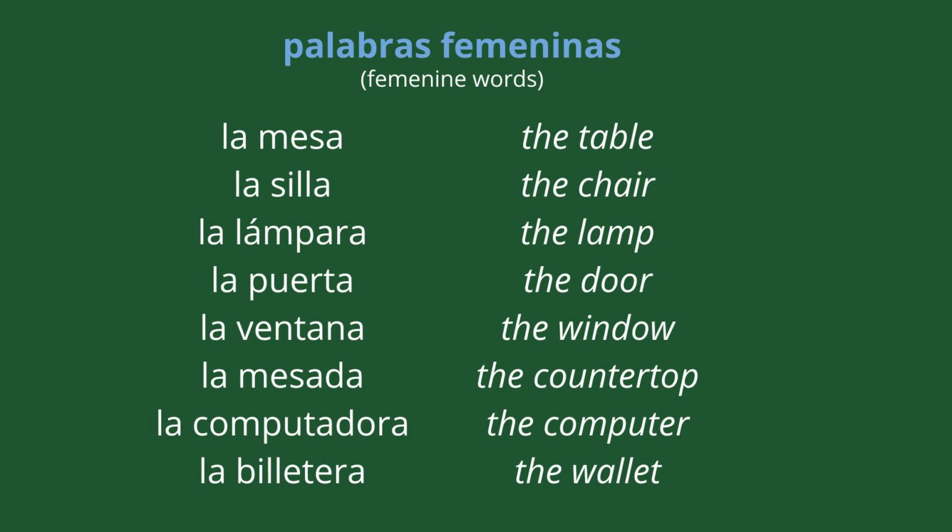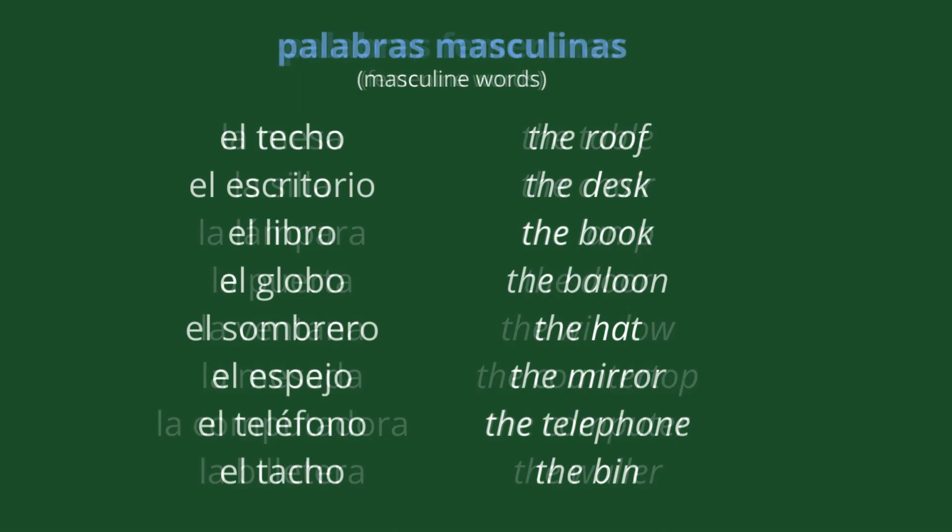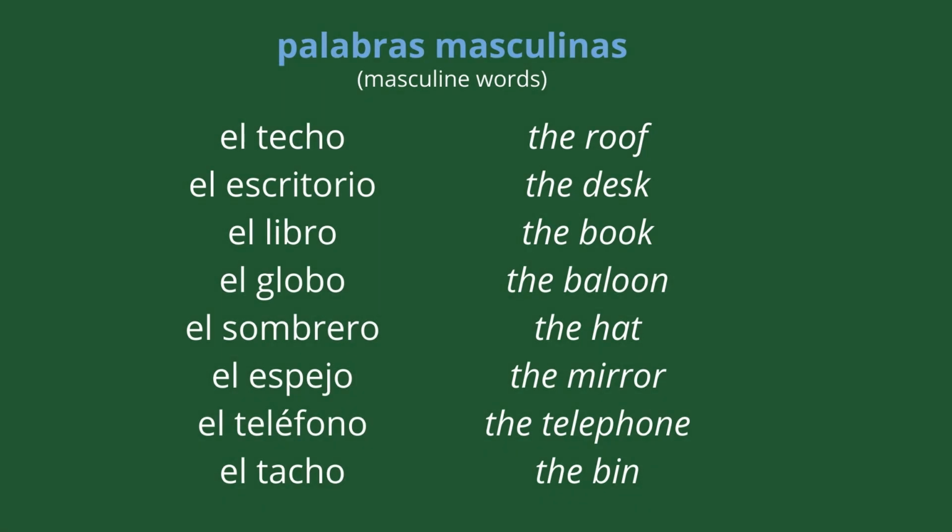Now let's take a look at some masculine words. El techo, the roof. El escritorio, the desk. El libro, the book. El globo, the balloon. El sombrero, the hat. El espejo, the mirror. El teléfono, the telephone. El tacho, the bin. All of those words had something in common.